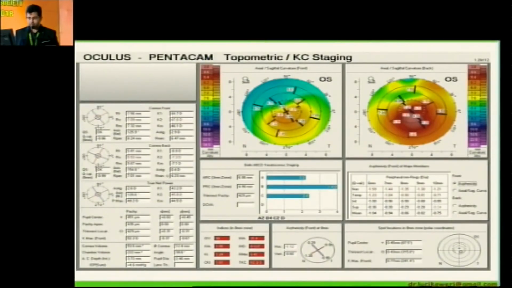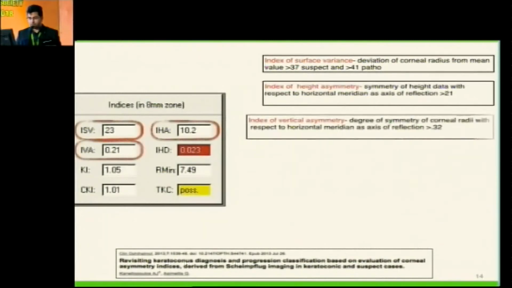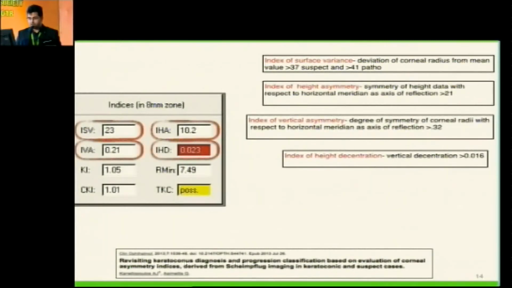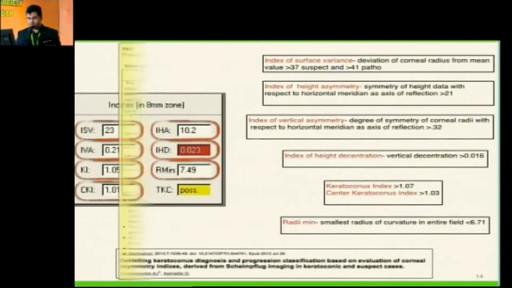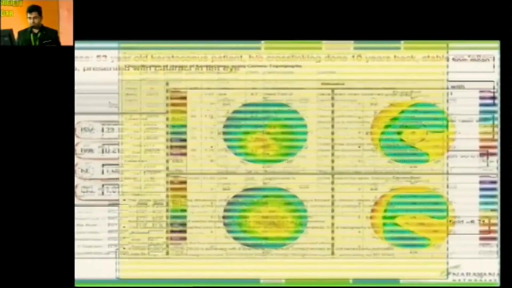Another important map is the topometric KC staging map, which has the Belin ABCD keratoconus staging, which is being highly talked about currently, and also tells us the asphericity values in different zones and has certain indices that we can look at for early detection of ectasia. These include the index of surface variance, the index of height asymmetry, index of vertical asymmetry, index of height decentration, the keratoconus index, center keratoconus index, the minimum radii, and based on this it gives a topographical keratoconus classification.